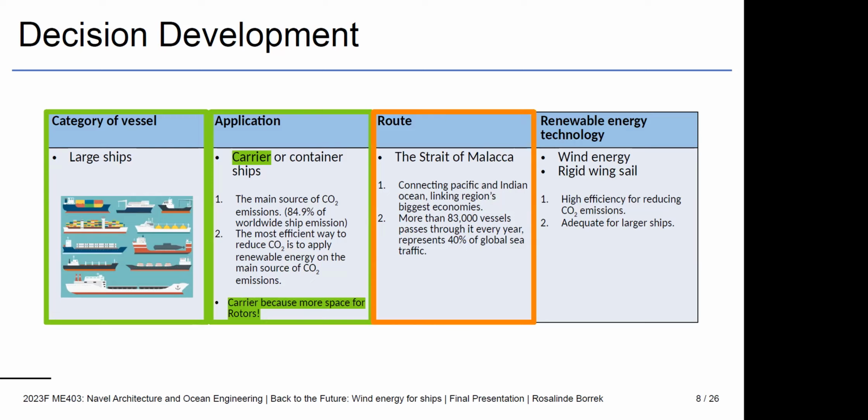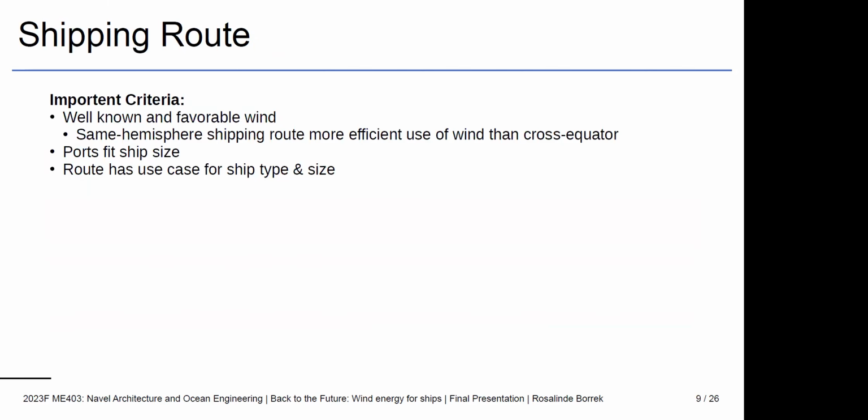Then for the route, we had to make some changes. Also, like it was mentioned by the professor last time, that we have to make some changes there. So what are actually the criteria for choosing a good shipping route for a model like this? First of all, we want to use wind power. Therefore, we have to have a route where we have wind that we can use well. And also it needs to be a route where we know that we will have wind, because we cannot build a whole ship and send it off and then see if we have wind. No, we need to know that we have wind there.